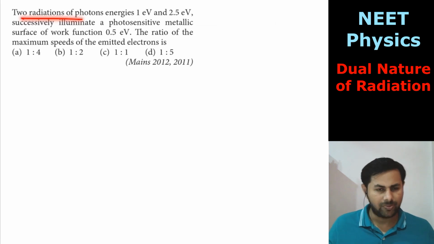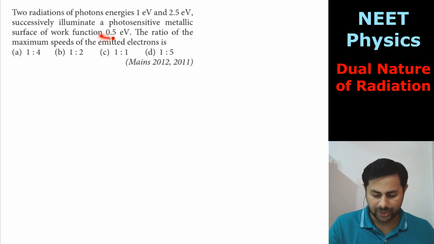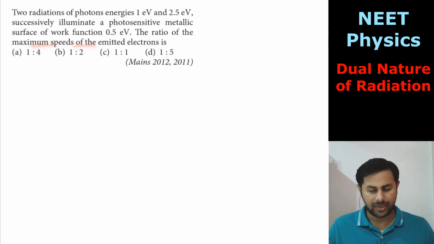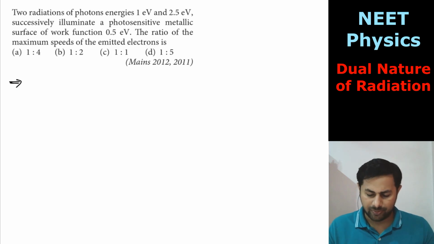Two radiations of photons with energies 1 electron volt and 2.5 electron volts successively illuminate a photosensitive metallic surface of work function 0.5 electron volts. The ratio of maximum speeds of emitted electrons is?